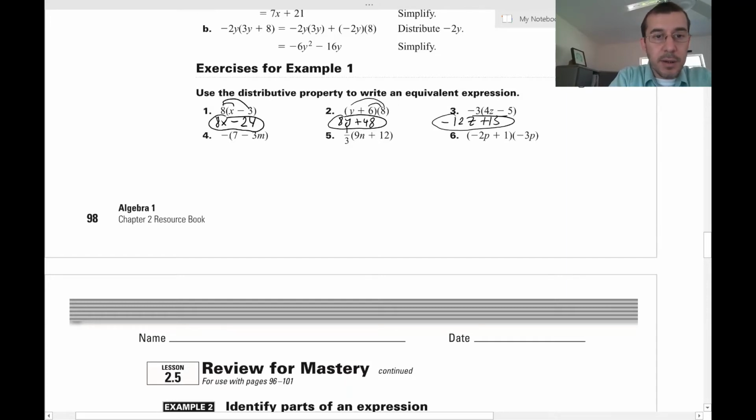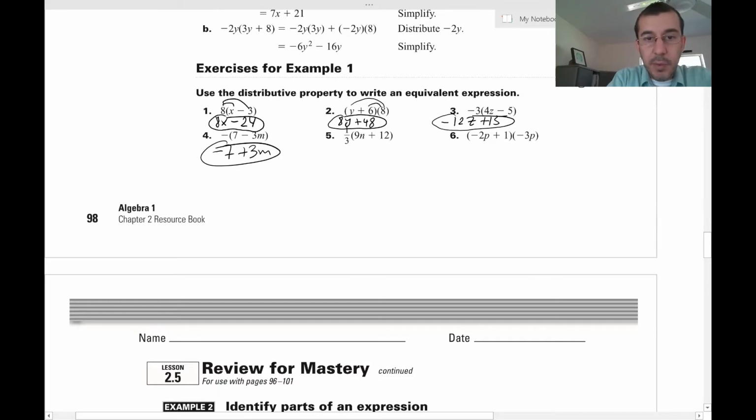Number 4, we're actually multiplying minus 1 times this. When we have a minus sign in front of a parenthesis, when we take the terms outside the parenthesis, their signs will change. So plus 7 will become minus 7, and minus 3m becomes plus 3m.